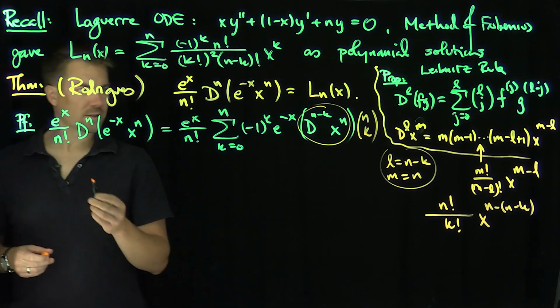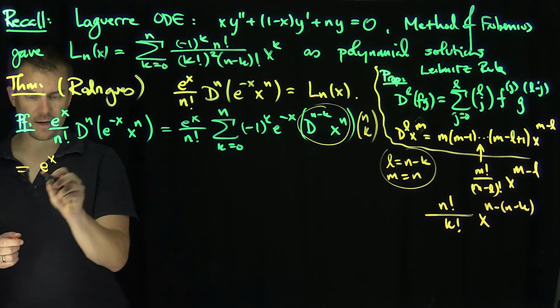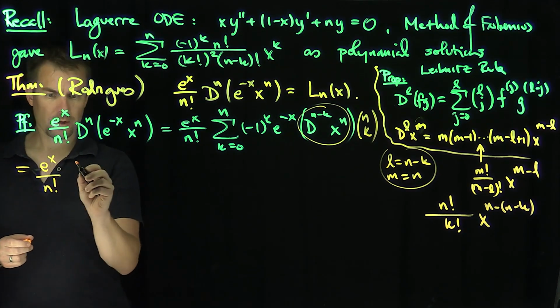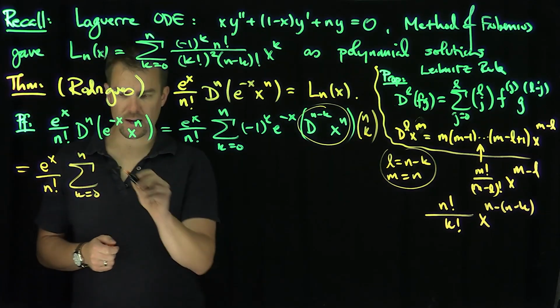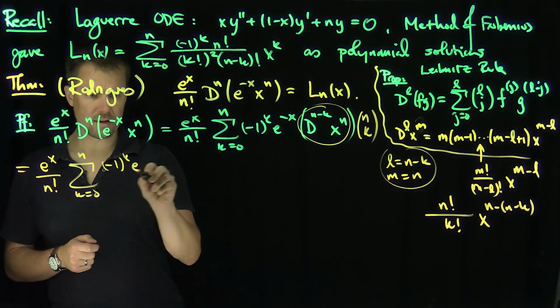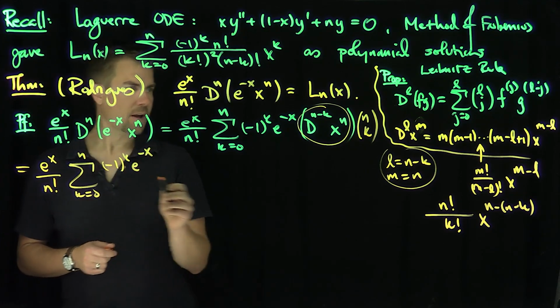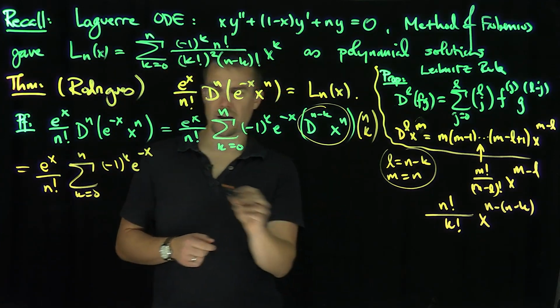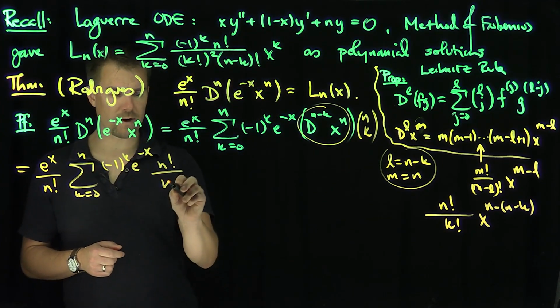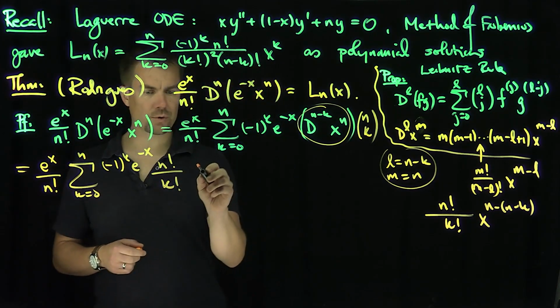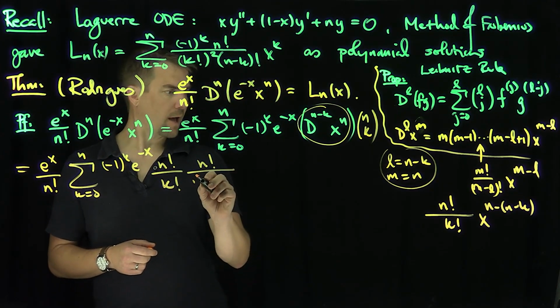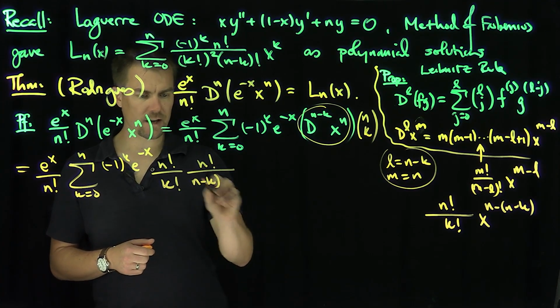So now let's fill this in. This is going to be e to the x over n factorial, the sum, k goes from 0 up to n, and then we have a negative 1 to the k, an e to the negative x. And then this term over here we found out to be n factorial over k factorial, right? And then we have n choose k, and n choose k is n factorial over n minus k factorial.